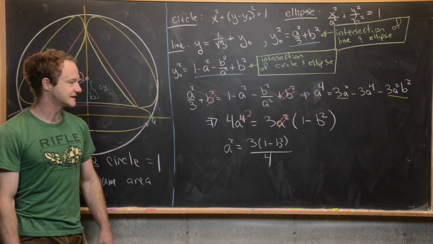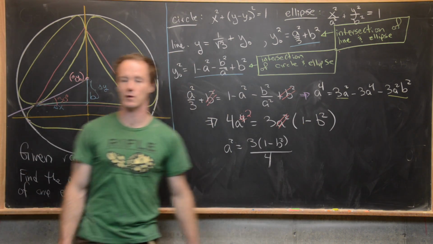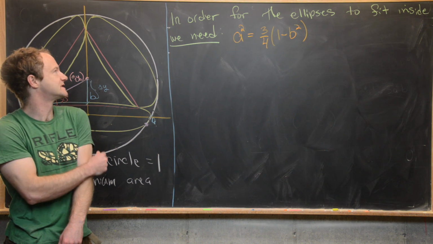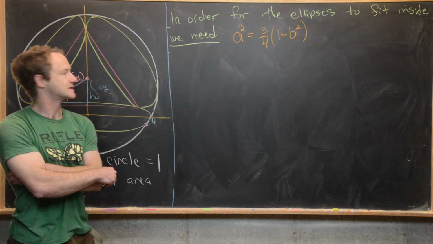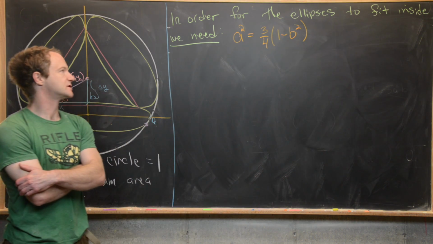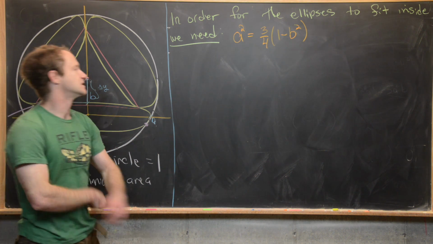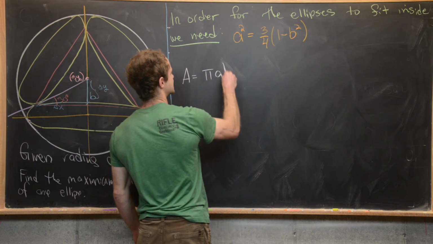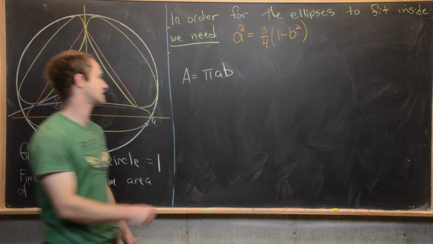Okay, so now that we have this relationship, we can move towards maximizing the area of one of these ellipses. So far, we've determined that in order for these ellipses to fit inside of the circle, we need the major and minor axes to be related like this. So a squared equals 3/4 times (1 minus b squared). So next, we'll use the fact that the area of the ellipse is pi times a times b. So that's the major axis times the minor axis.